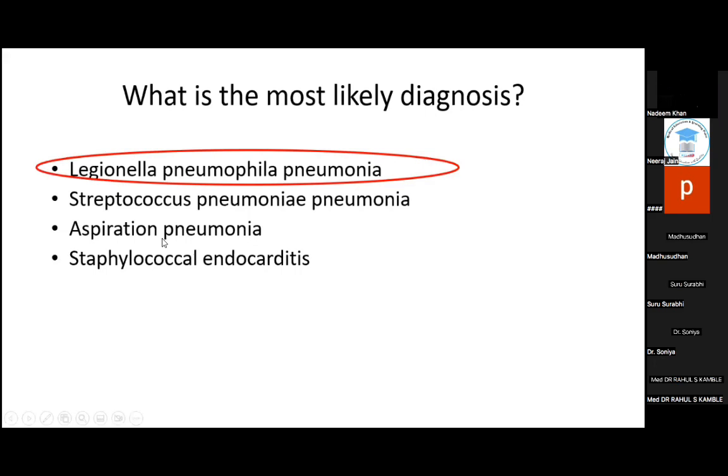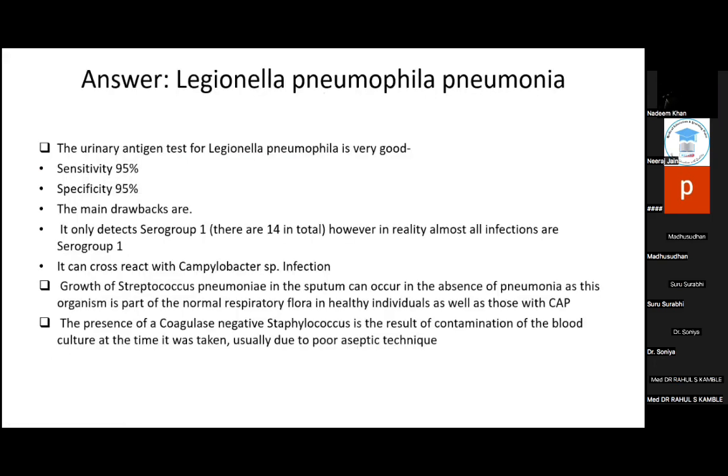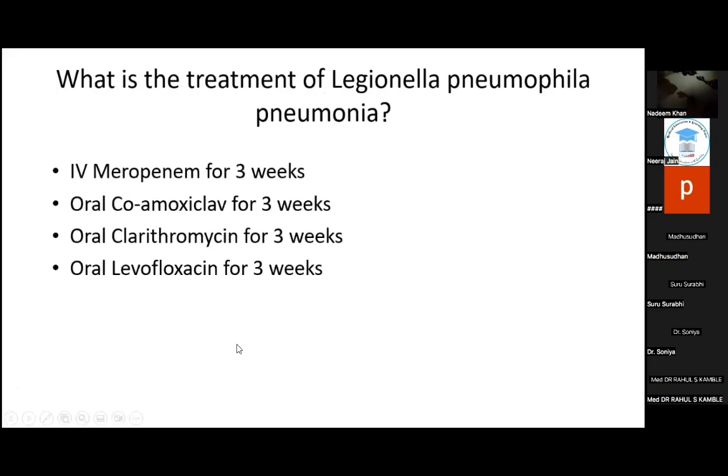The diagnosis is Legionella pneumophila pneumonia, and the patient was notified. The urine antigen test was positive for Legionella pneumophila, hence the diagnosis, because it has a sensitivity and specificity of about 95%. Streptococcus pneumoniae, as I said before, from a sputum, is colonization, or its presence is contamination.